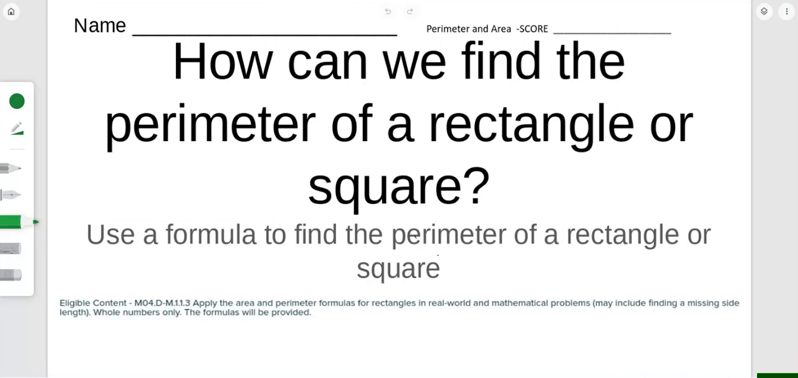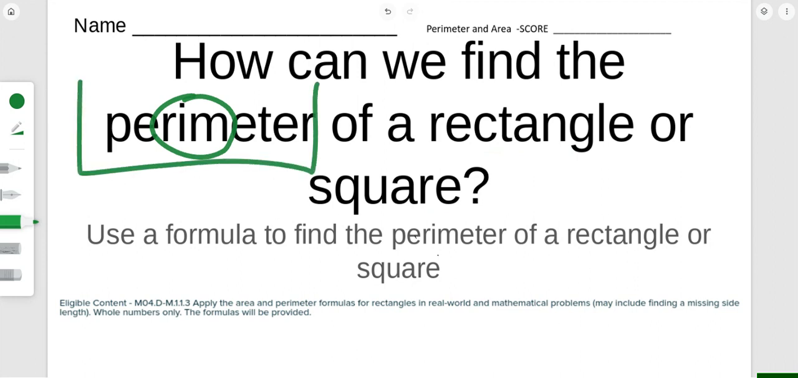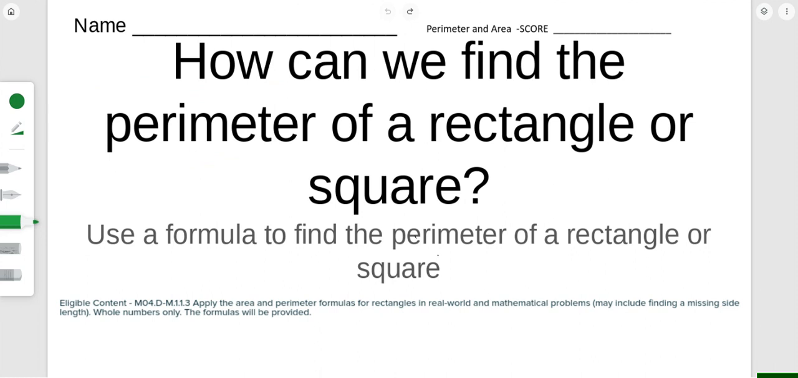So today we're going to ask the question, how can we find the perimeter of a rectangle or a square? If we look at the word perimeter, in the middle of it, we see the word rim. If we think about the rim of a basketball hoop, we know the rim is around the outside. So a perimeter is the measure of the space around the outside of an object. Today we're going to be talking about the outsides of rectangles and squares.